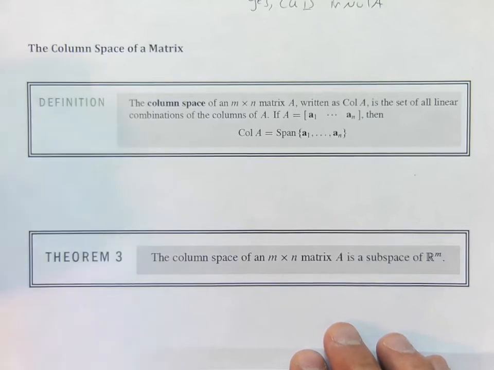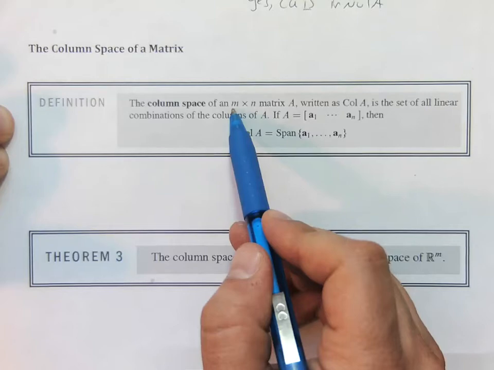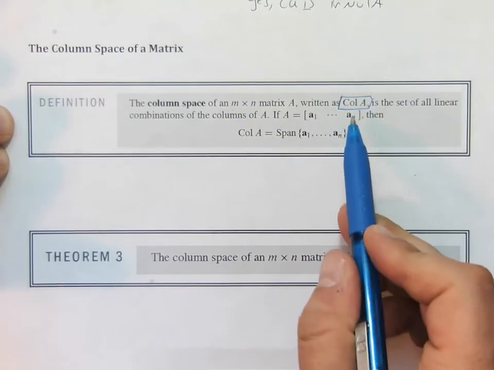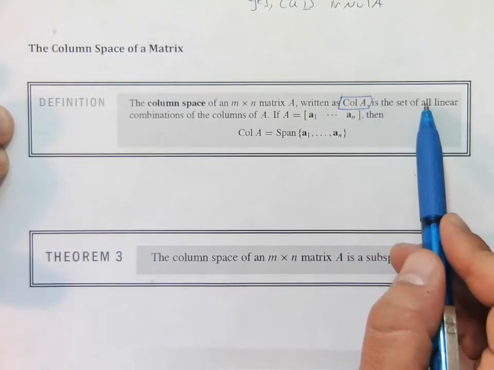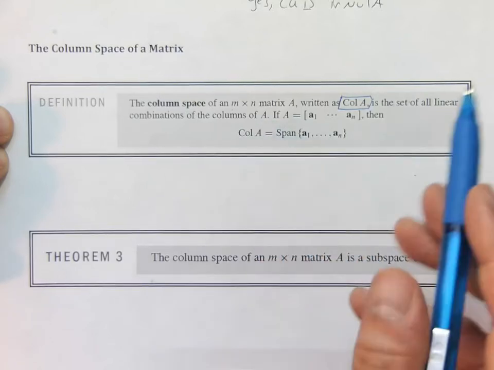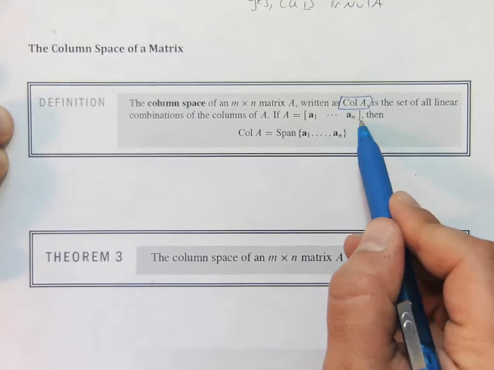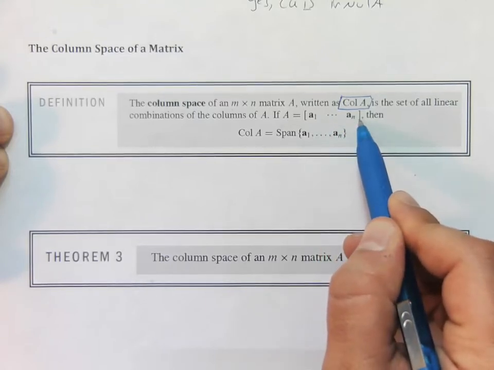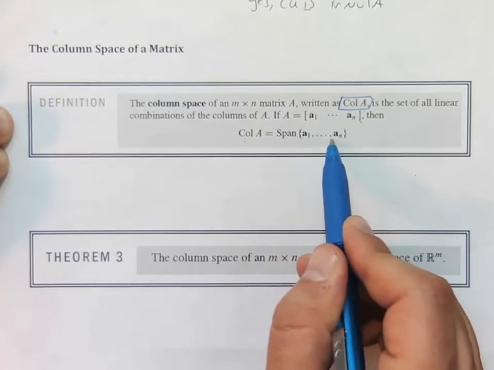Okay, so let's read this definition. The column space of an m by n matrix, so again, not square necessarily, we denote that with col A. So when you see col A, that means the column space of A. And the column space is the set of all linear combinations of the columns of A. And so if A is a bunch of columns, A1 through AN, then if we're doing all linear combinations of those columns, that's also known as the span. And so the column space is the span of the columns.